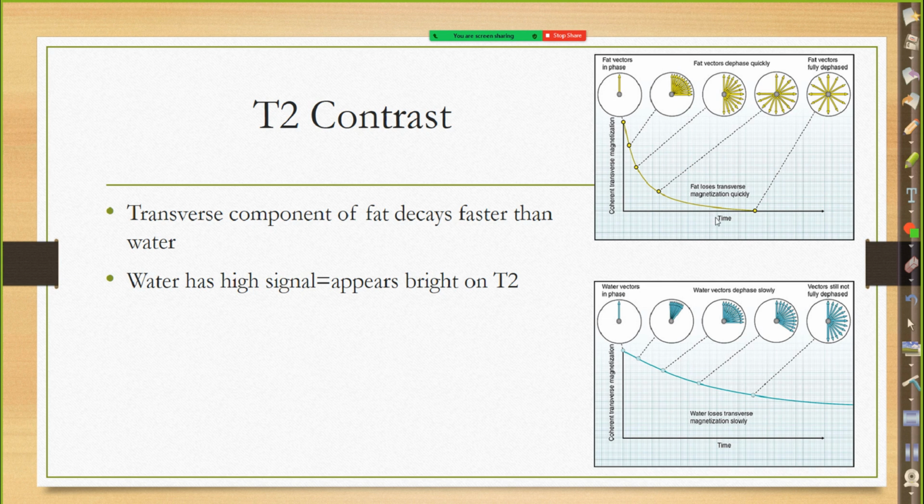Okay. So if we sample these two tissues at various points, and we could say, let's go a little bit further down here, at whatever time this is, we can say this is like 5 milliseconds. You can see that water has a higher component of transverse magnetization than fat. So what do you think is going to happen on a T2 contrast image? What's going to be brighter than the other? Water. Water is going to be now brighter than fat. Okay, so good.